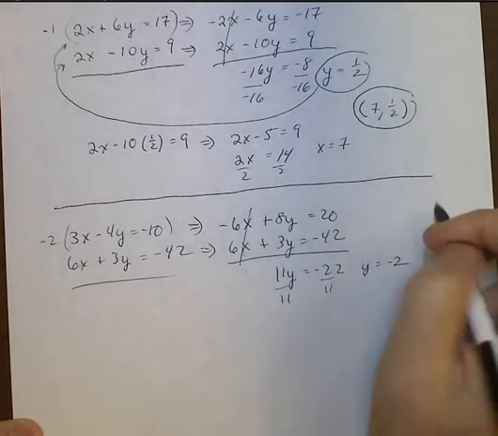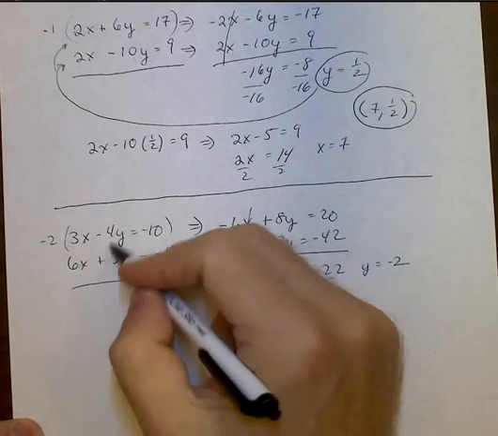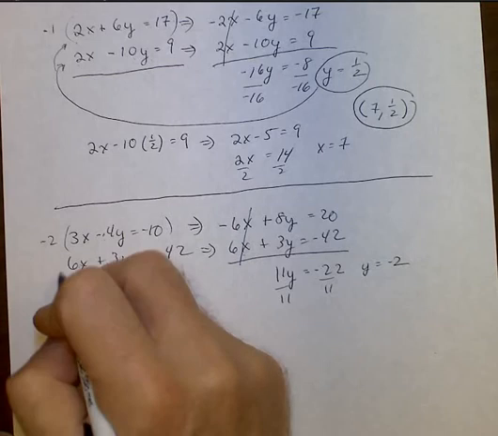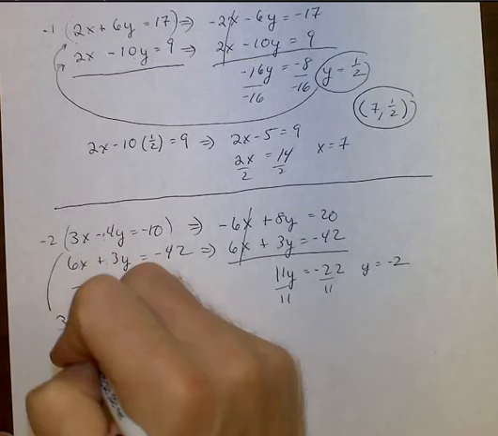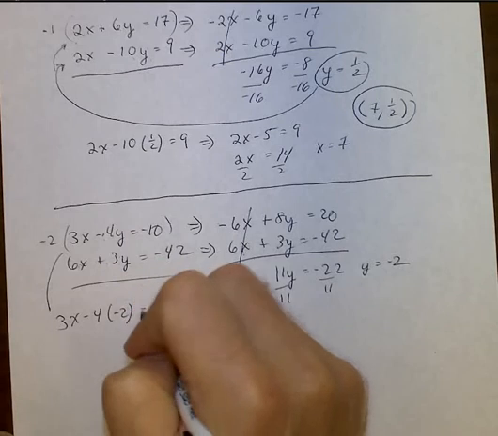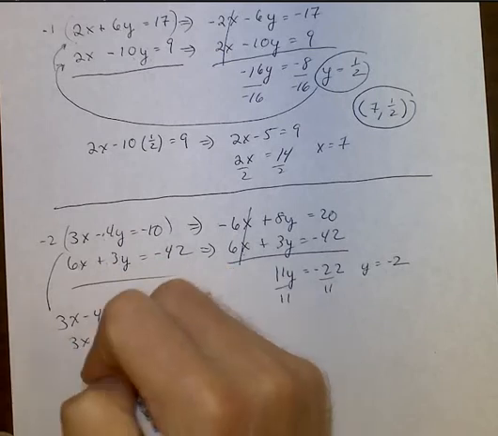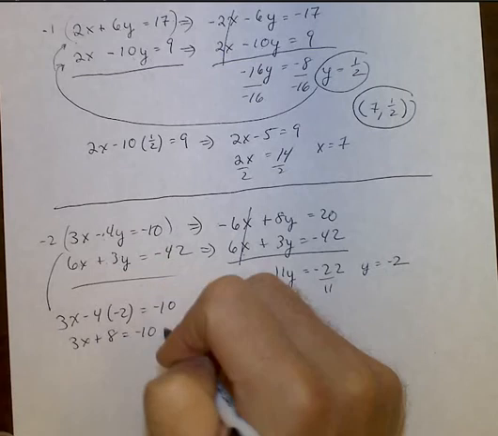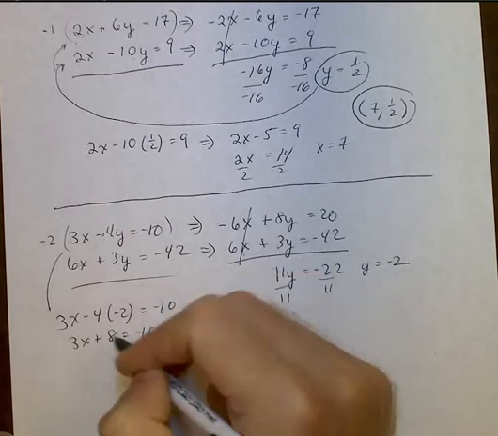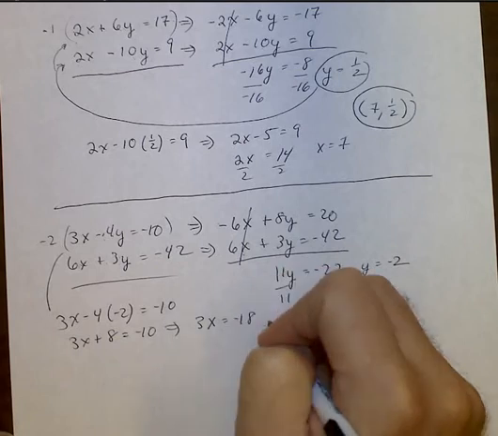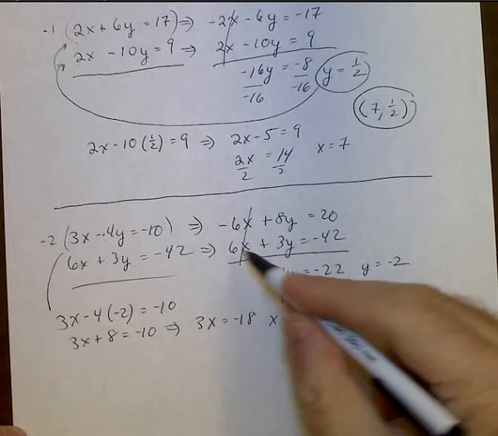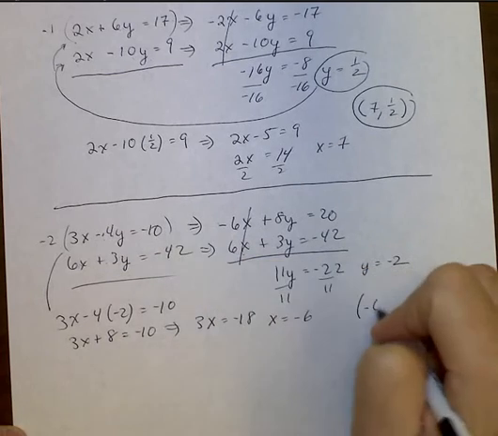Then I take that answer and plug it into either of the two originals. I'll go ahead and pick the first. So I get 3x minus 4y. I'm not going to write y, I'm going to write negative 2, equals negative 10. 3x plus 8 equals negative 10. 3x equals negative 18. And I get x equals negative 6. So for this problem, these two lines intersect at the point negative 6, negative 2.